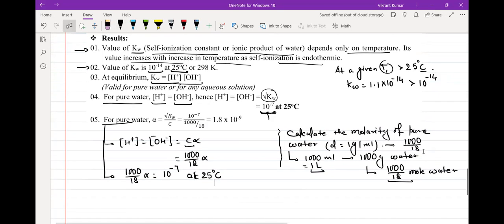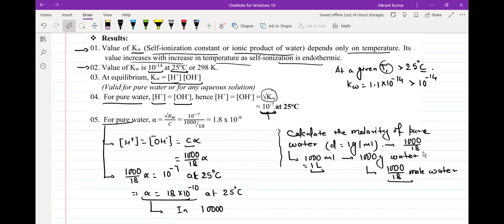So if I calculate the alpha, that's what I was talking about कि alpha बाद में discuss करके देखेंगे. If you see, this becomes 18 into 10 raised to minus 10, that is the alpha. Now do you understand how small this value is? It says in these many water molecules, only 18 get ionized.